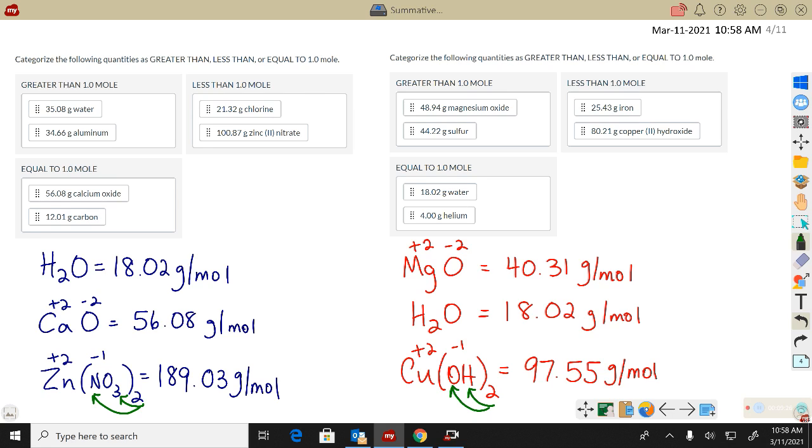Iron's molar mass is about 55, 56 grams per mole. So anything less than that is less than a mole. And then that 80.21 grams of copper hydroxide, that is less than a mole. A mole would have been about 97 grams. I like that one. It's really just about using molar mass and using your periodic table.